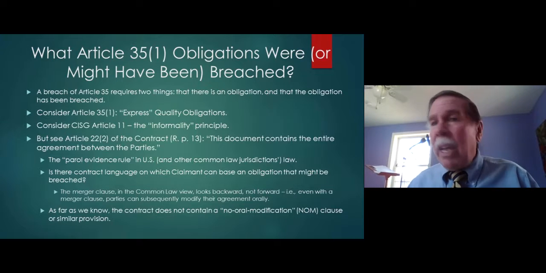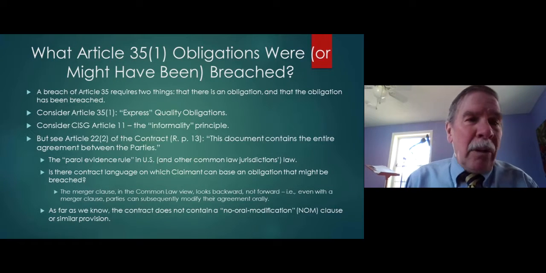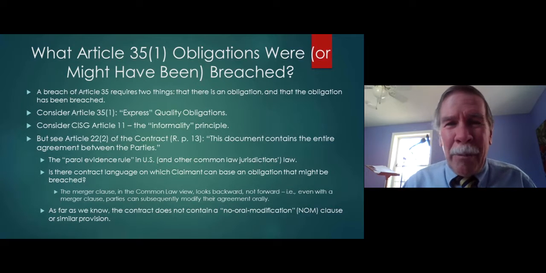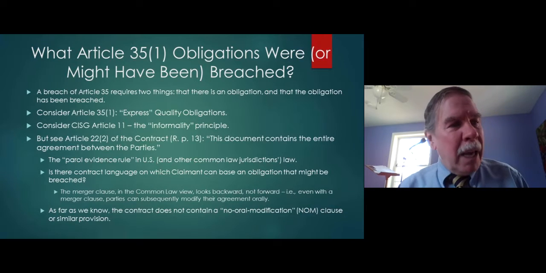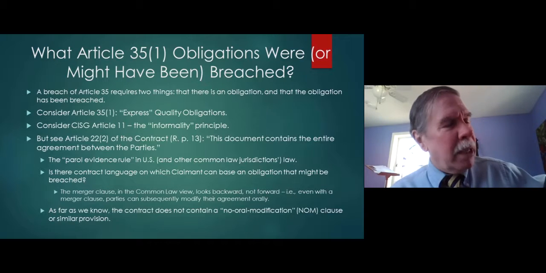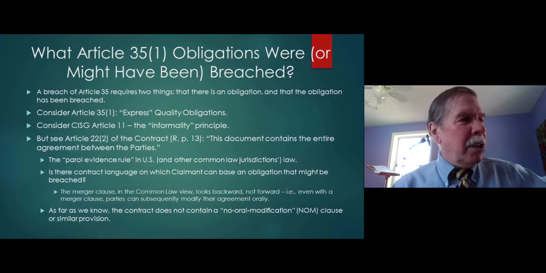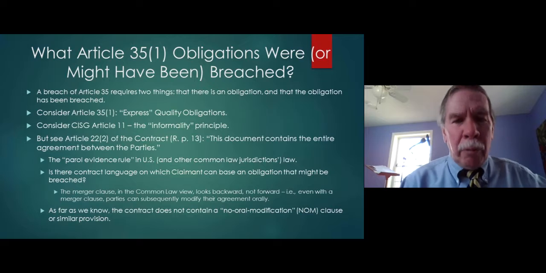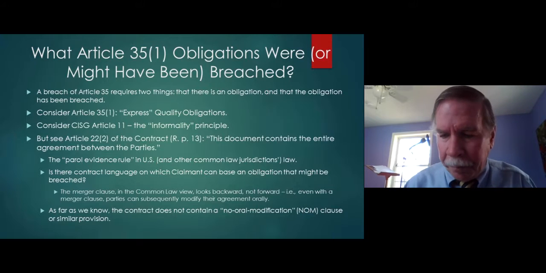It doesn't say that all modifications must be in writing, and those clauses are pretty tricky to deal with anyways. So in this case, the effect of the clause would probably be limited to preventing proof of alleged agreements or obligations, not evidenced by the written contract, that were allegedly agreed to before the written contract was entered into.